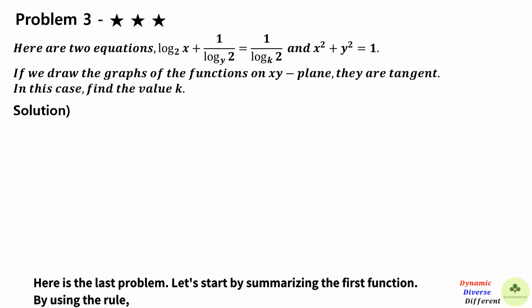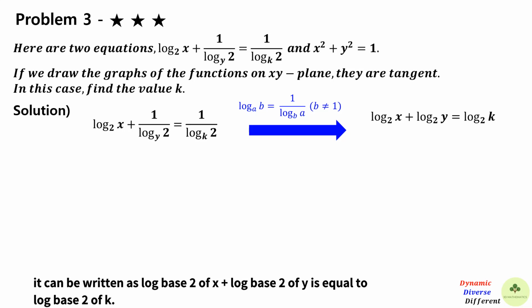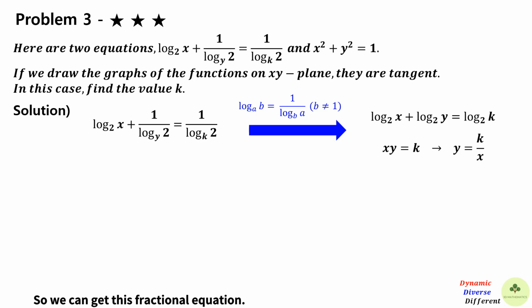Here is the last problem. Let's start by summarizing the first function. By using the rule, it can be written as log base 2 of x plus log base 2 of y is equal to log base 2 of k. So we can get this fractional equation. Now let's draw the graph of the two functions on xy plane.